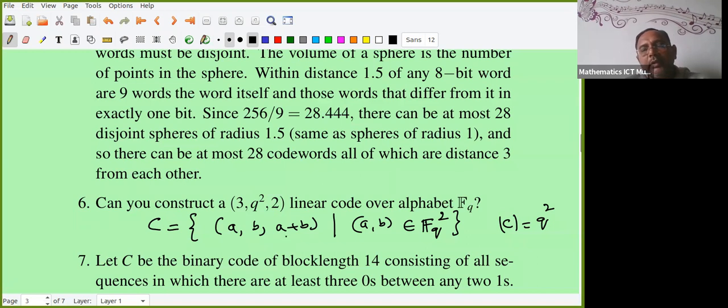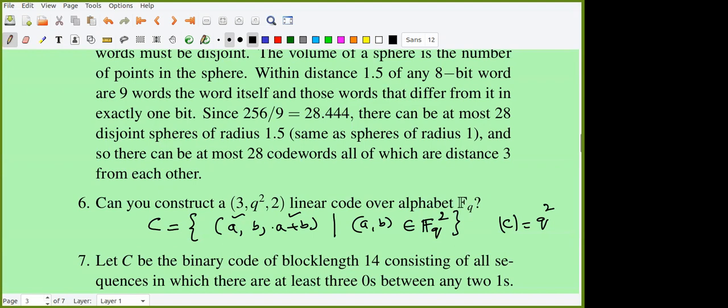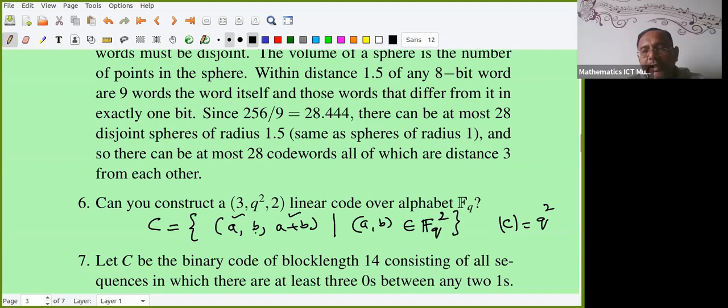Weight 1 means what? 2 of them are 0, right? For example, this one is this one and 0. Then when it happens, that means A is already 0. This is 0 means A is 0. And A plus B 0 means what? B also has to be 0. Then the entire vector is 0. So if 2 of them are 0, the entire vector is 0, right? So we cannot have weight 1 vectors. Is it okay?